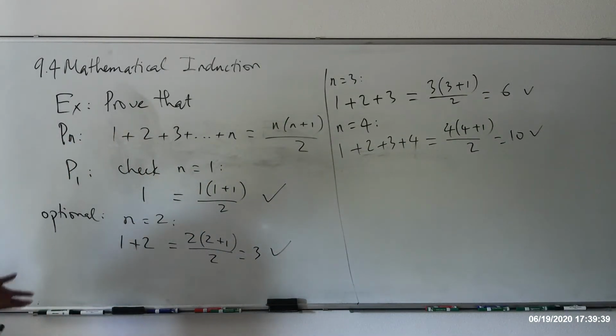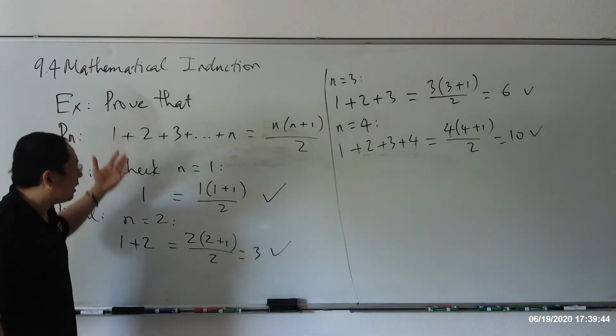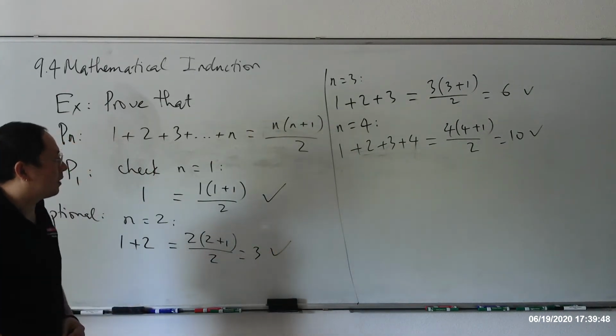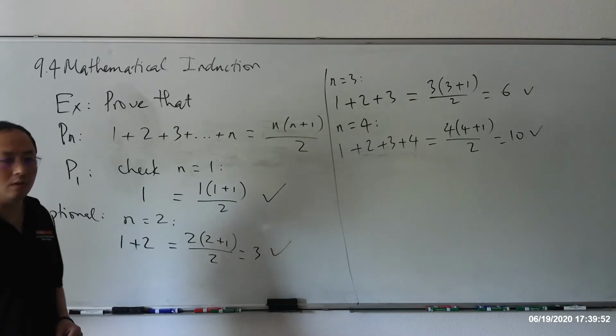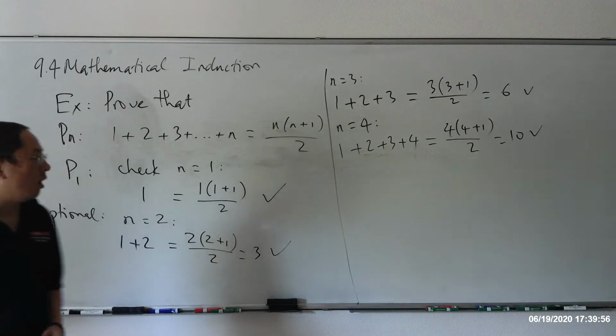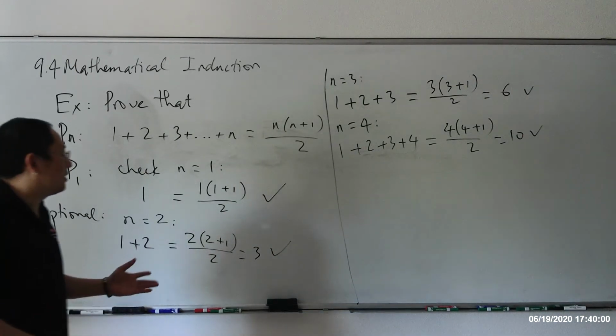So with that many steps of checking, I start to believe that this formula is true for n equal to 1, 2, 3, and 4. And I strongly believe that then n equal to 5 will be true as well, and n equal to 6 is still true. But how can I prove that it's true for all values of n without really checking every single one? There's no way that I can check every single number.